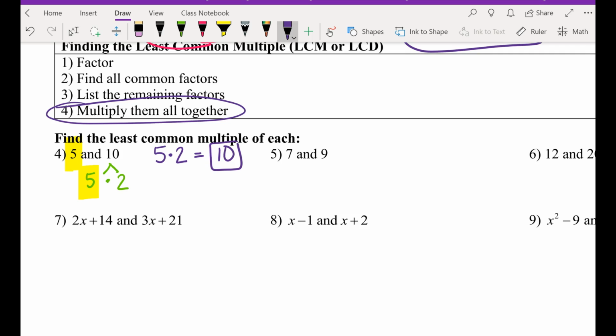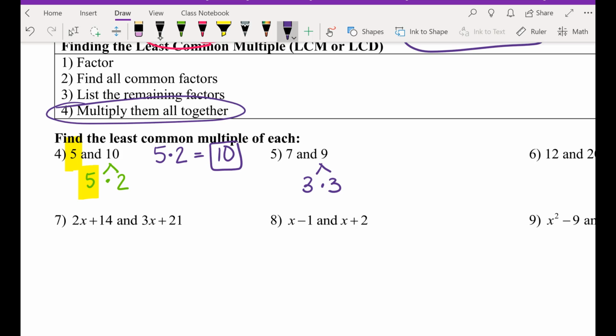Then we're going to take, remember, if it's the same, do we take both? No, you take one of them, okay? So like 7 and 9. Is 7 factorable? No, so it's already a prime. How about 9? Yes, it's 3 and 3. So you go through each one.